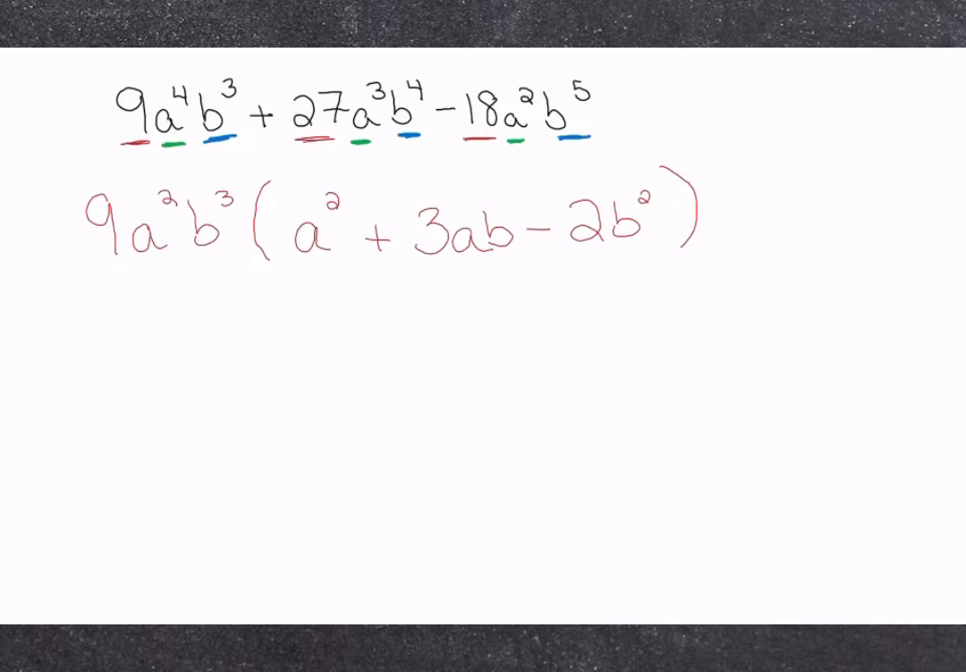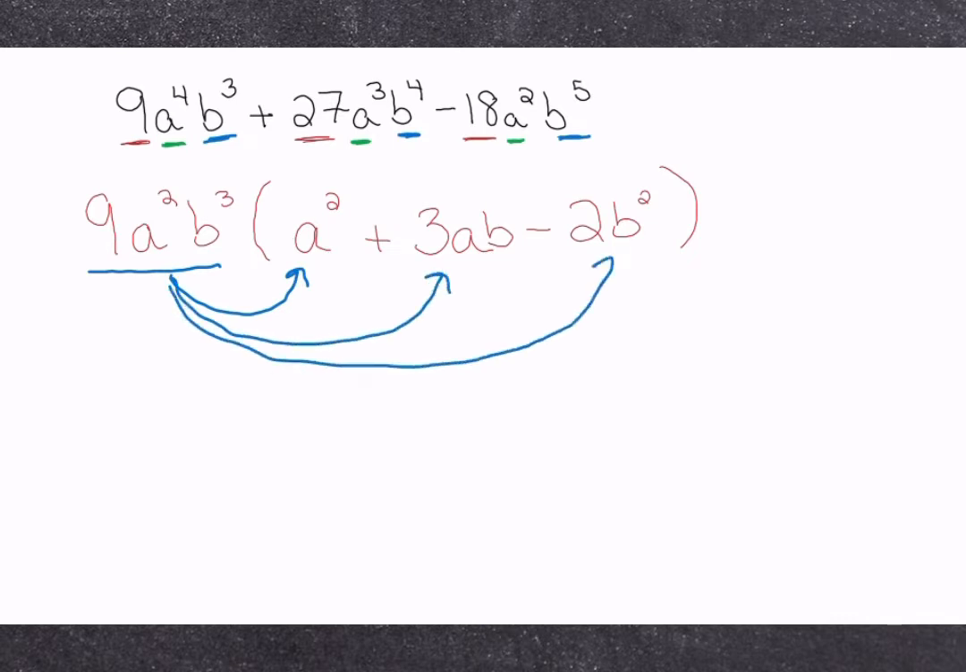You don't have to write this out completely, but when I'm taking out a GCF, I always mentally go back and make sure it makes sense. So 9a squared b to the third times a squared is going to give me 9a to the fourth b to the third. I know when I multiply those, I get that first term. Then I go to the next term. 9 times 3 is 27.